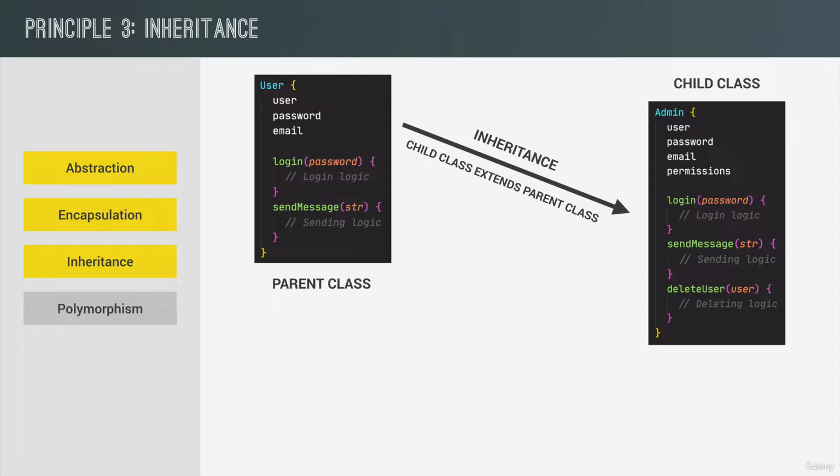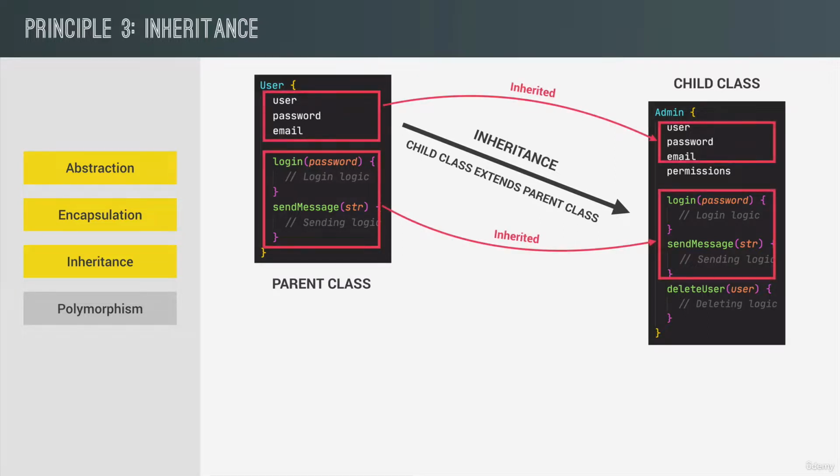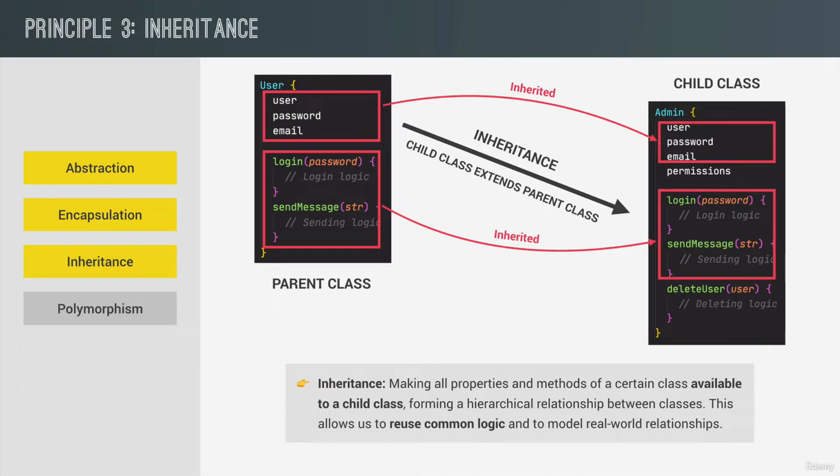Okay, great. But what does all of that actually mean? Well, it's actually quite intuitive, I think. Just like you as a child probably inherited some features of your parents, a child class inherits all the properties and methods from its parent class. Now, in more formal terms, inheritance makes all properties and methods of a certain class available to a child class, which, of course, then forms a hierarchy between these two classes. And the goal of this is to reuse logic that is common to both of the classes.